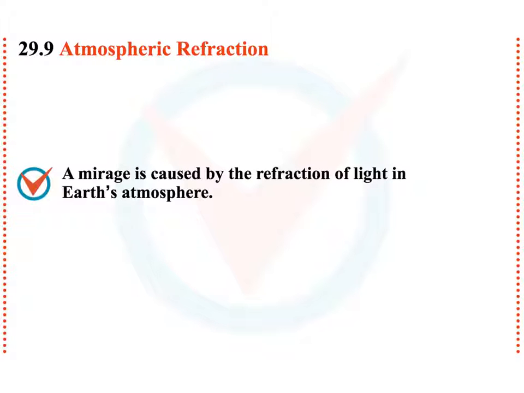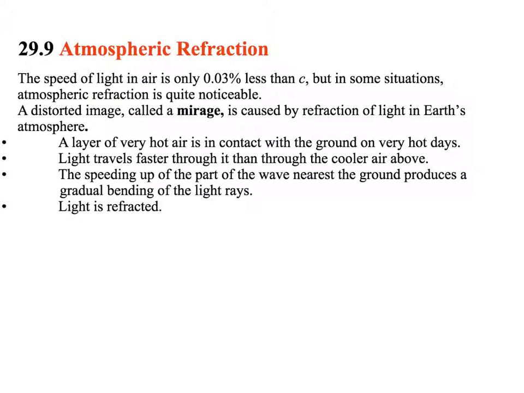A mirage is caused by the refraction of light in Earth's atmosphere. The speed of light in air is only 0.03% less than the speed of light in a vacuum, but in some situations the atmospheric refraction is quite noticeable. A distorted image called a mirage is caused by the refraction of light in Earth's atmosphere.